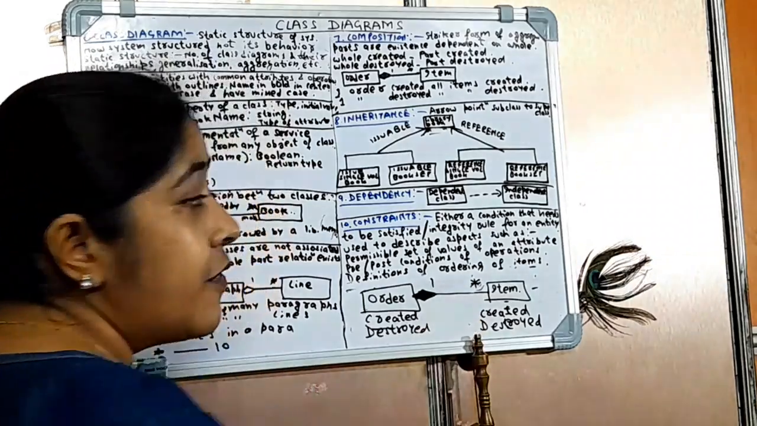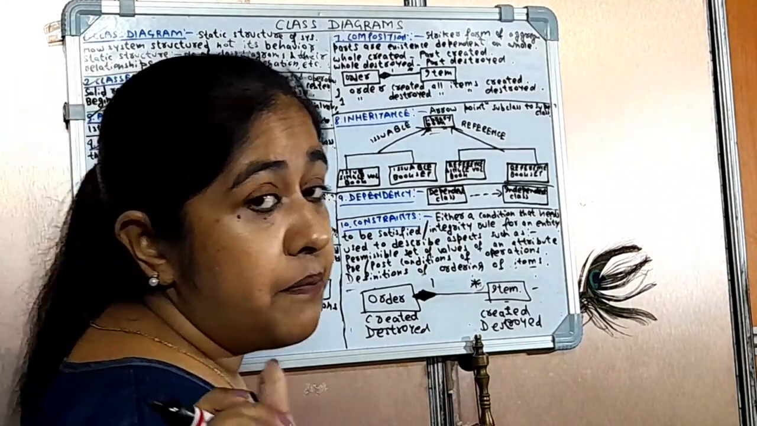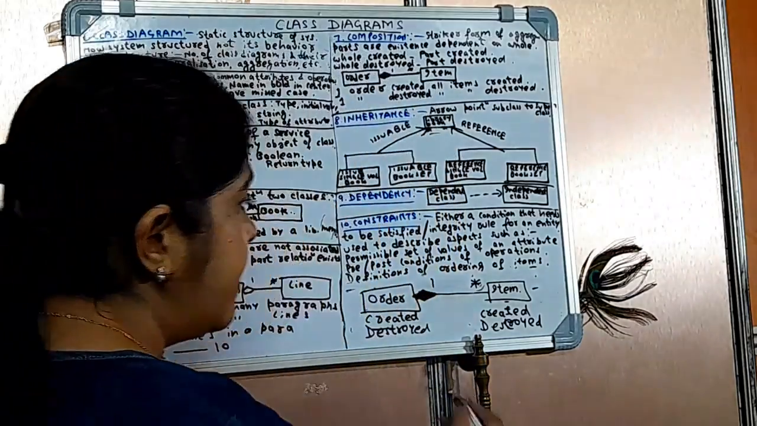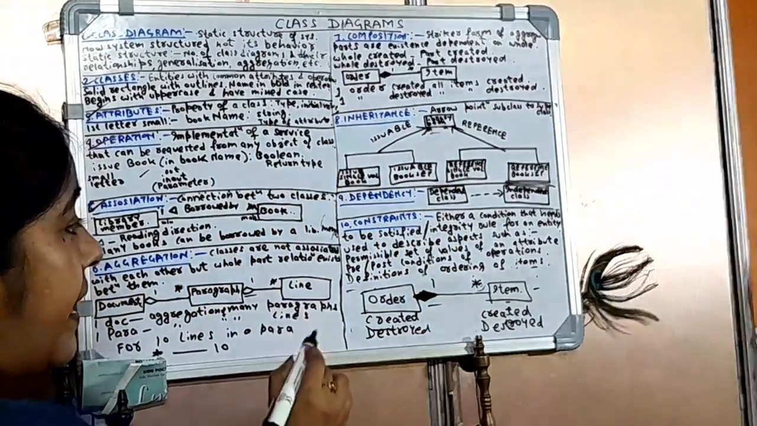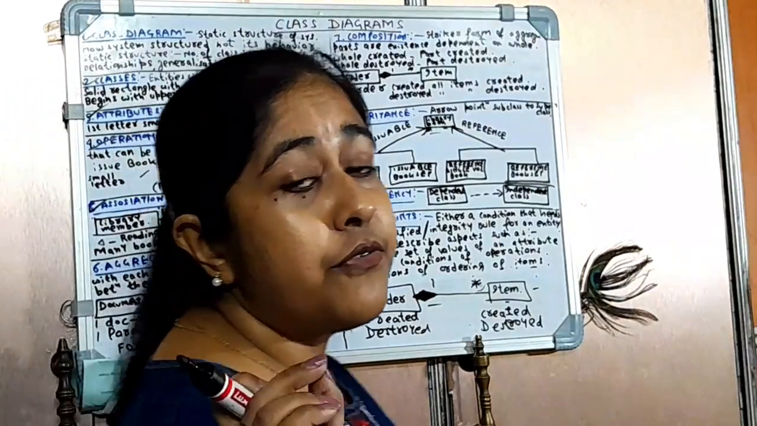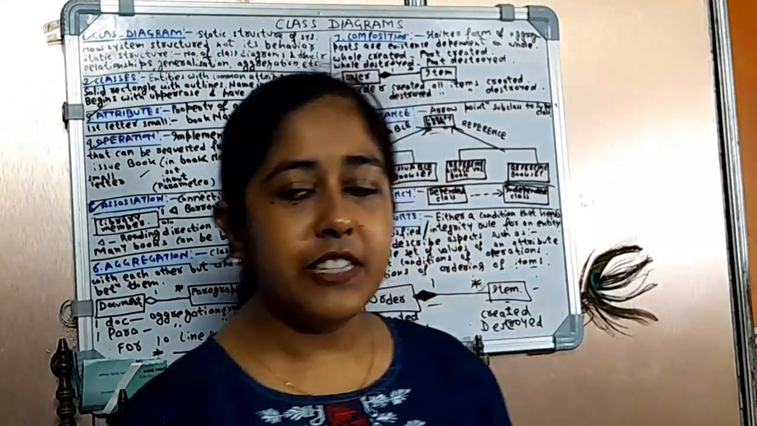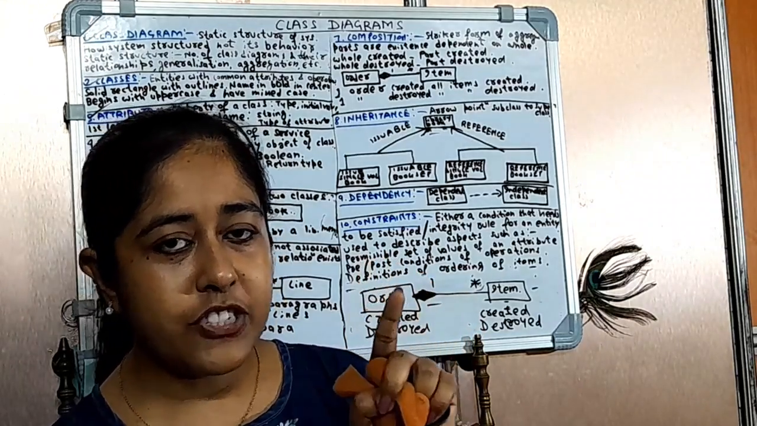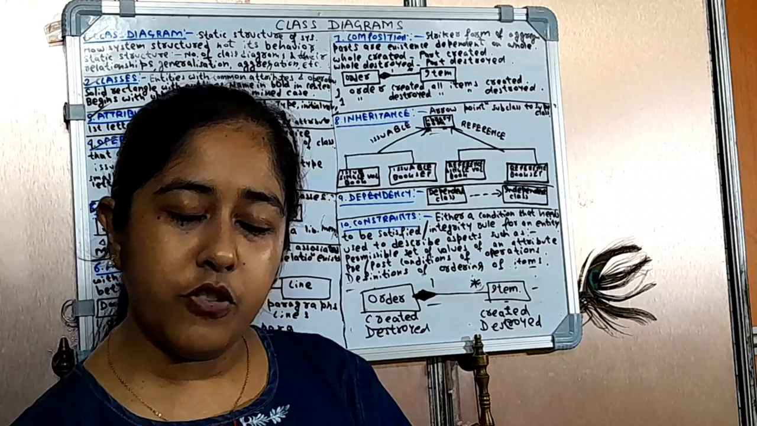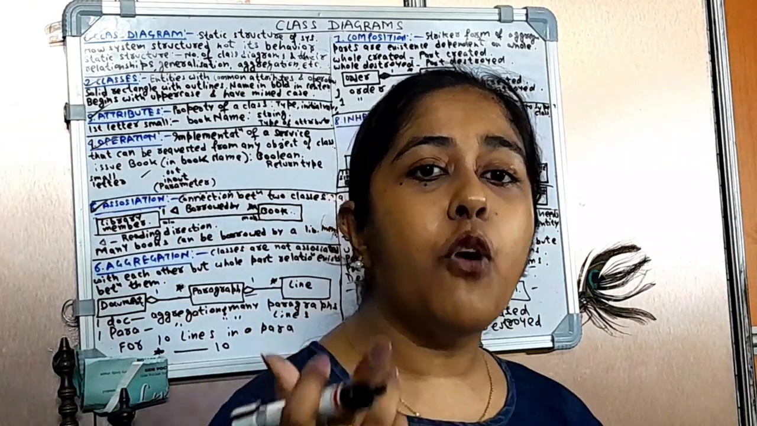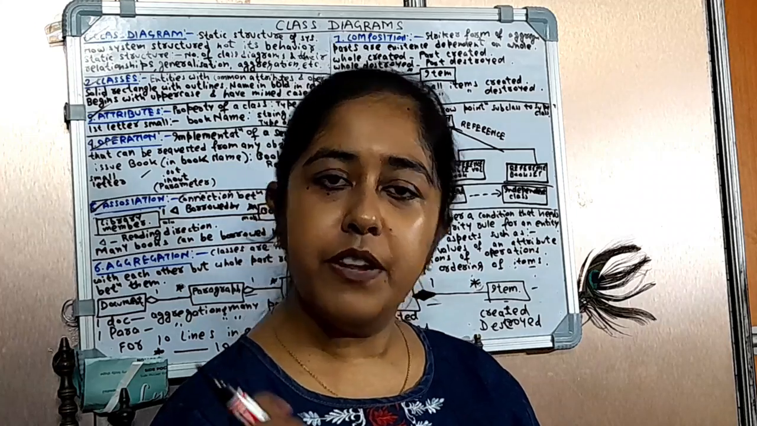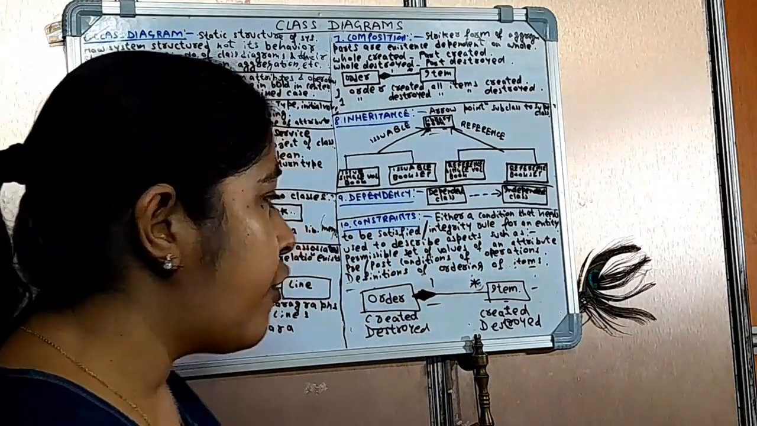The main and very important thing you have to focus on is that these signs are the same, but one is empty and one is filled. You have to see this very carefully. In case of aggregation, the diamond will be empty. But in case of composition, which is a stricter form of aggregation, the diamond symbol will be filled, that is black or filled.